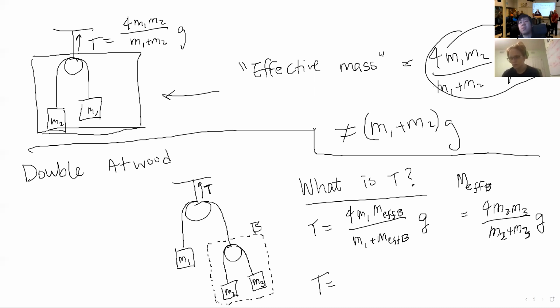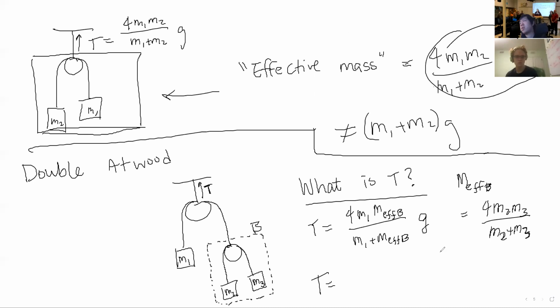Why is there a G in mass? Oh, there isn't. Oh, wait. No, this is the effective weight. Yeah, my bad. There's no G. But there's a G in the tension. That's important. Yeah, you do divide by G to make it mass.